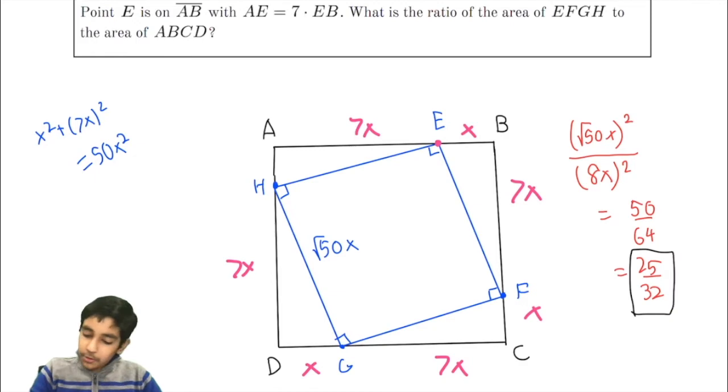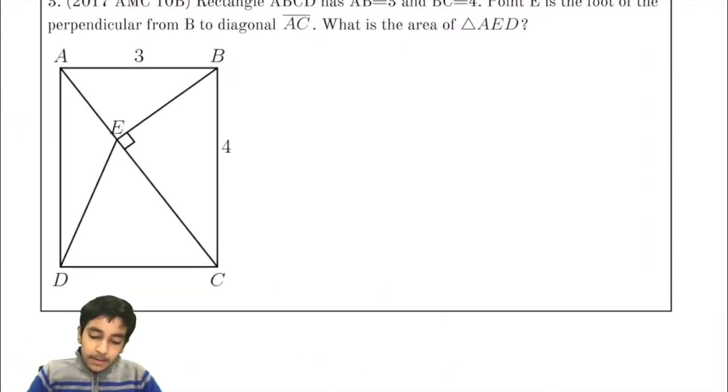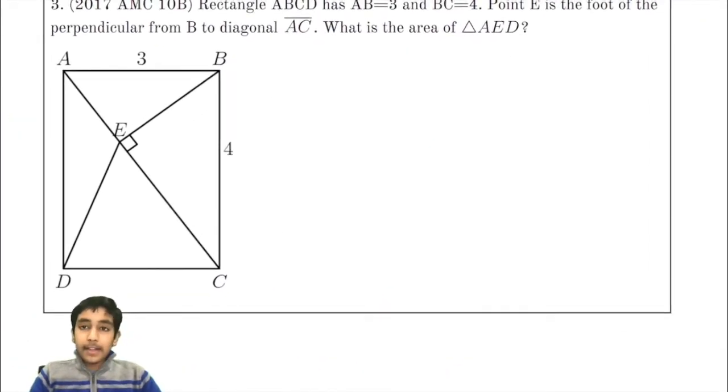Okay, now let's take a look at some more tricky problems. Rectangle ABCD has AB equals 3 and BC equals 4. Point E is the foot of the perpendicular from vertex B to diagonal AC. What is the area of AED?